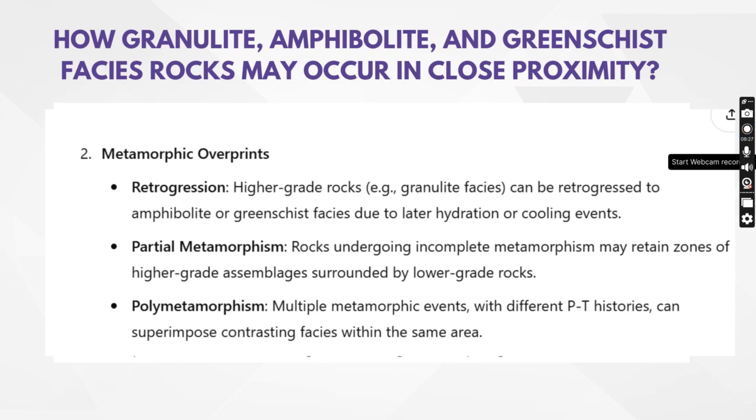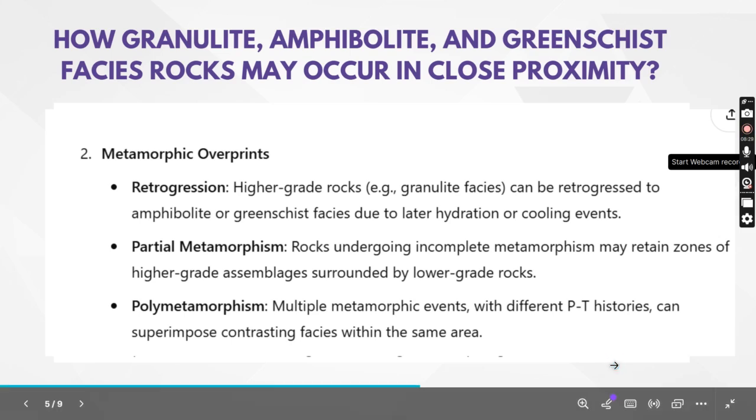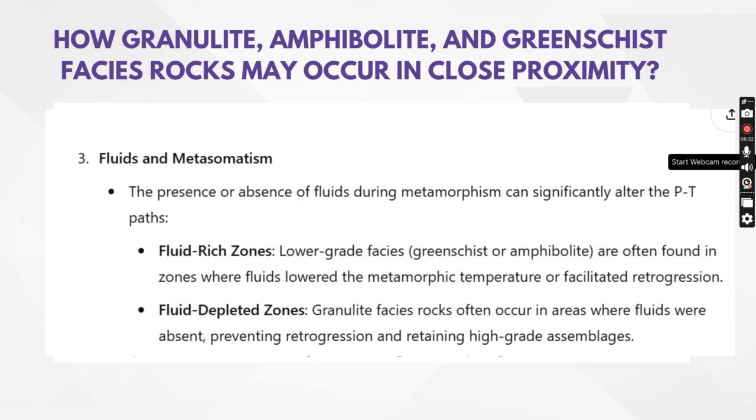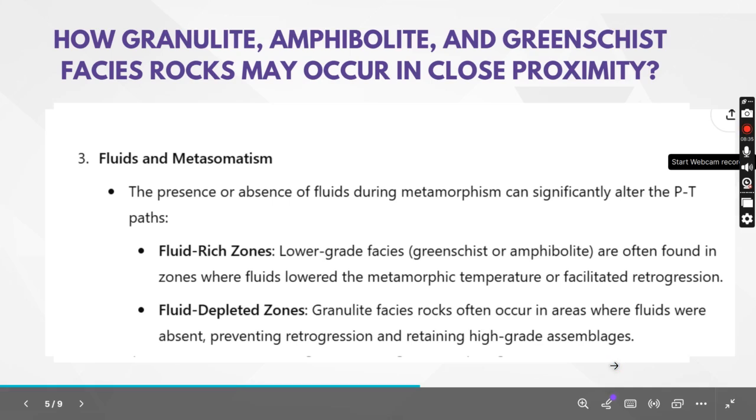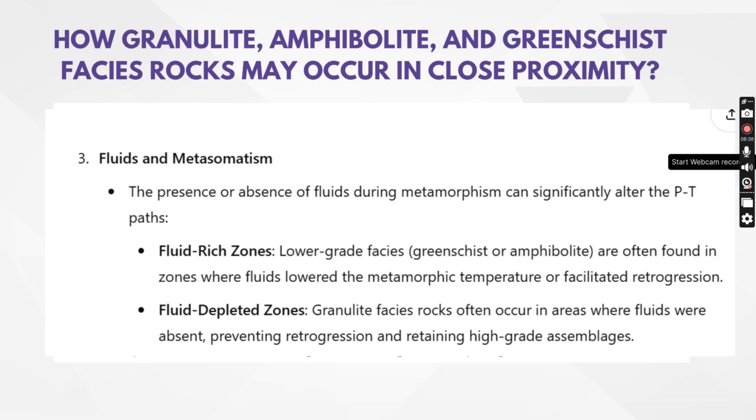So, metamorphic history also can play a role, but apart from that, structural deformation related things. And the third parameter is fluid and metasomatism. Again, fluid-rich lower grade facies are often found in zones where fluids lower the metamorphic temperature or facilitated retrogression. As I have told, fluid causes hydration. Hydration means it is retrogression. So suddenly, due to fluid addition, higher grade facies may be converted partially into lower grade.